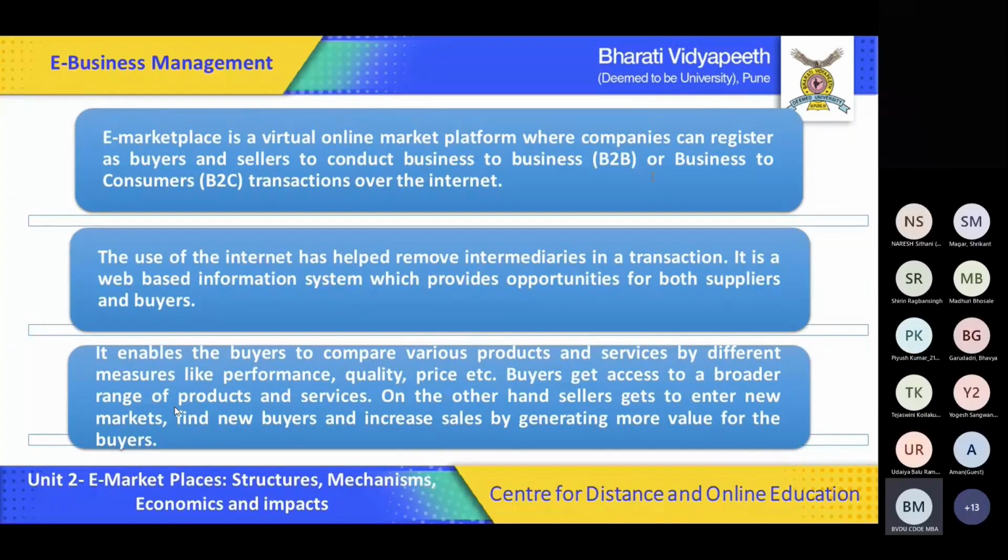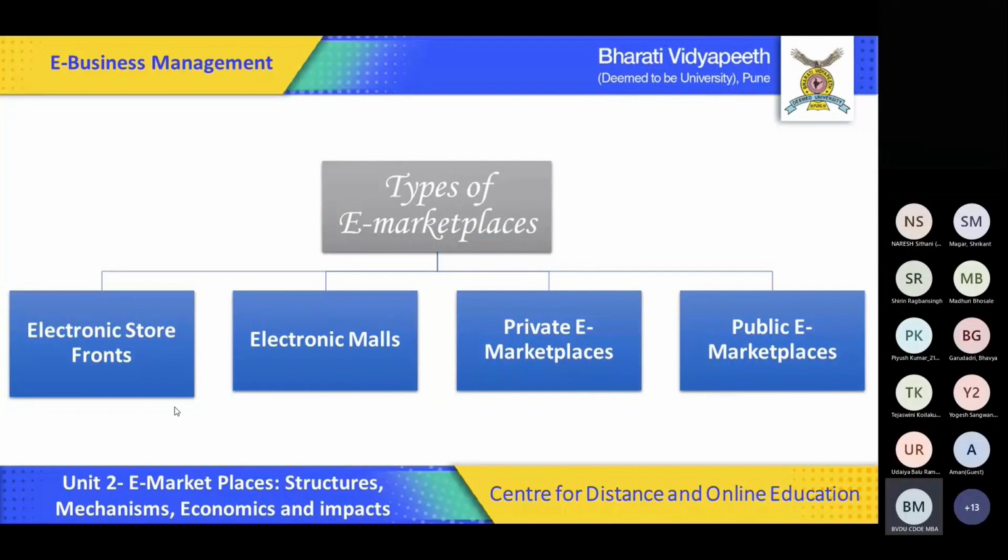So here buying and selling happens online. See, it is the same as the marketplace, but here we are talking about things which happen in the online form. Now let's understand various types of e-marketplaces. What are the types, and which kinds of e-marketplaces are available? Like first, here you can see, is your electronic storefronts.